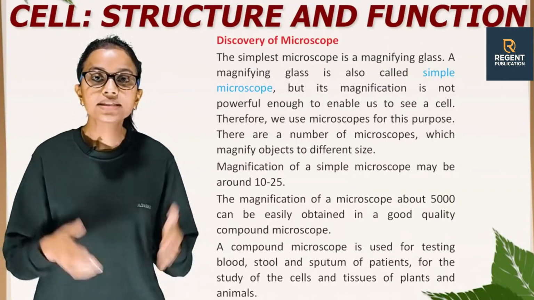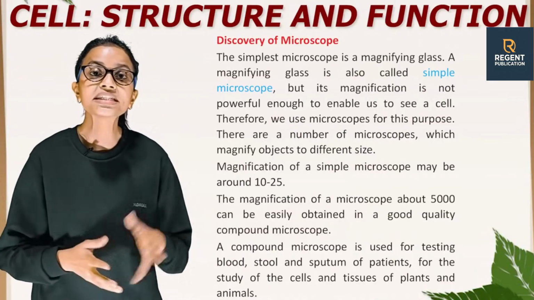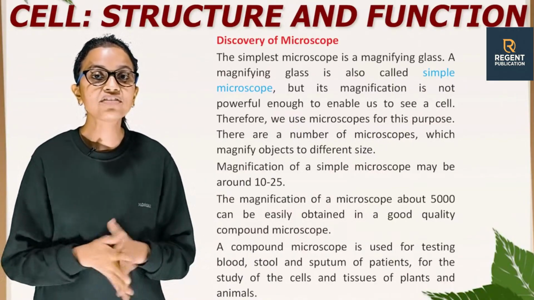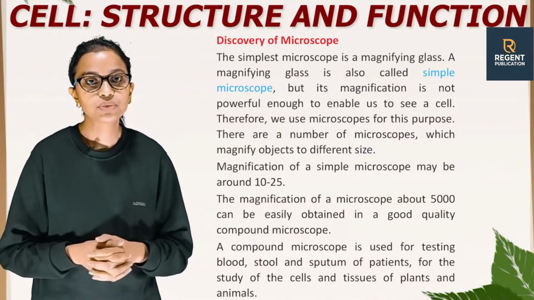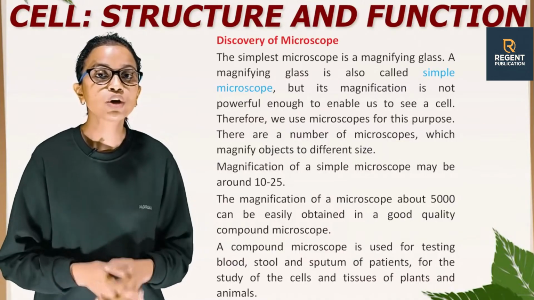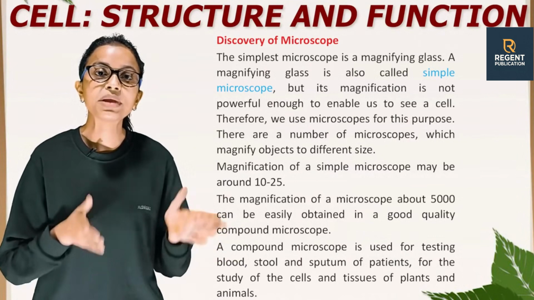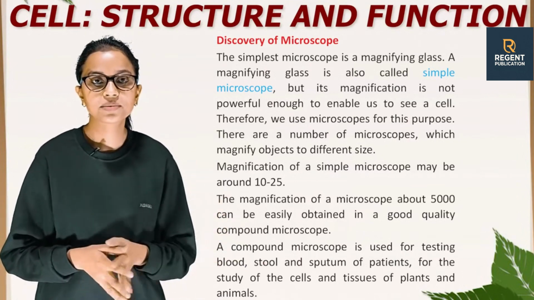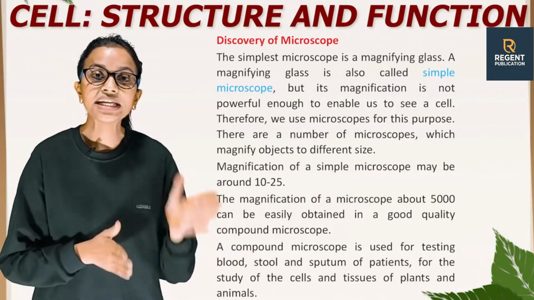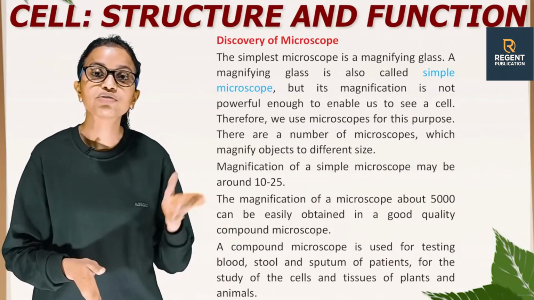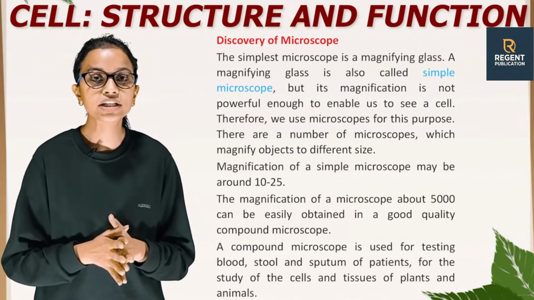Discovery of microscope. The simplest microscope is a magnifying glass. A magnifying glass is also called simple microscope, but its magnification is not powerful enough to enable us to see a cell. Therefore, we use microscopes for this purpose. There are a number of microscopes which magnify objects to different size. Magnification of a simple microscope may be around 10 to 25. The magnification of about 5000 can be easily obtained in a good quality compound microscope.